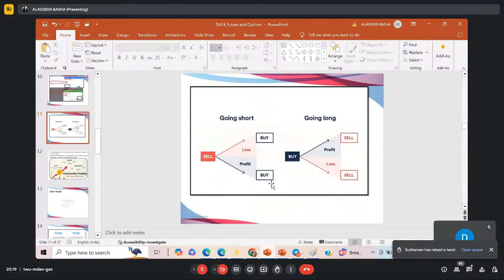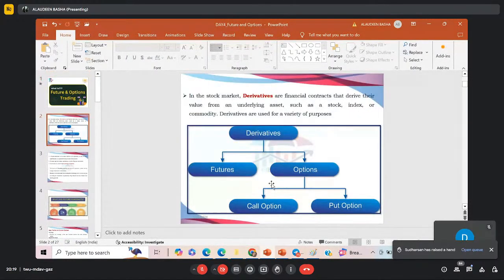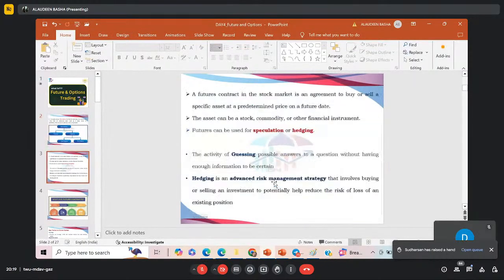This is the futures market. So I repeat once again. Before going for the futures market, all the derivative markets have 2 types. The first one is futures and the second one is options. In the futures market, you can buy the product in a number of sizes.